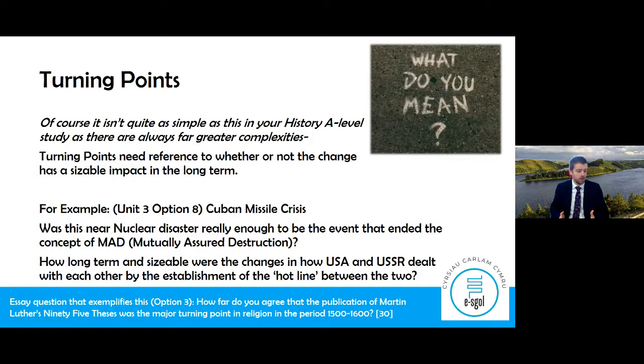And so we need to ask questions along the lines of, was this near nuclear disaster really enough to be the event that ended that concept of mutually assured destruction? We need to analyse whether, or to what extent, this was a turning point. How long-term and sizable were the changes in how the USA and USSR dealt with each other by establishing that hotline between the two? Is it a fundamental change in how these countries interacted?